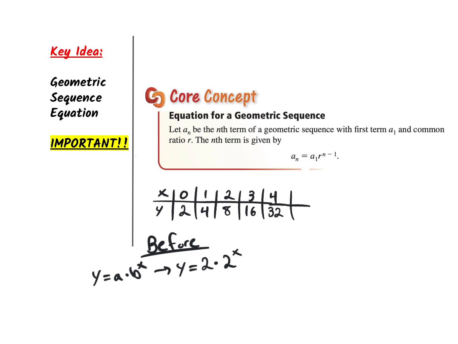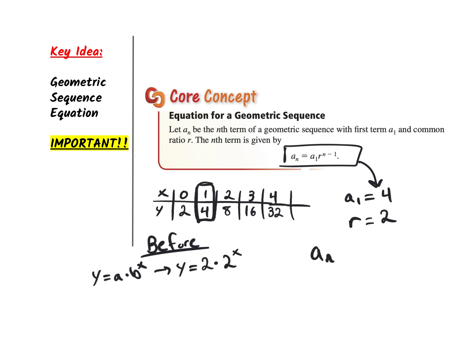So b to the x would be times 2 to the x. In our new equation, a sub 1 is not when x is 0, but this time it's when x is 1, our first term, not the 0th term. Our r is still 2. We're still multiplying by 2 in each step. And so our really only big difference here is we don't need the 0th term.